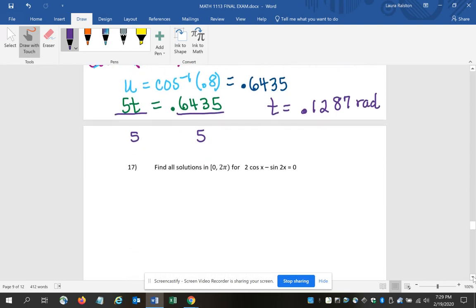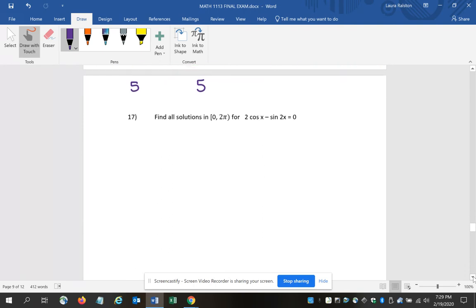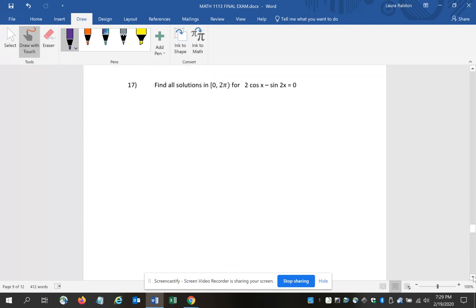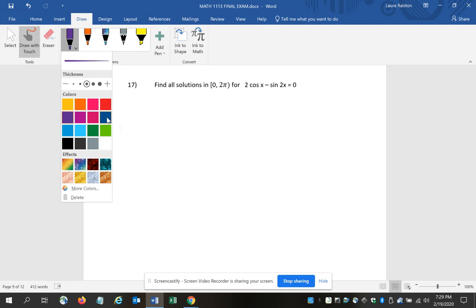All right, let's see if we can do one more and then we'll stop. Number 17 says, find all the solutions in the interval 0 to 2 pi for the equation 2 times the cosine of x minus the sine of 2x.